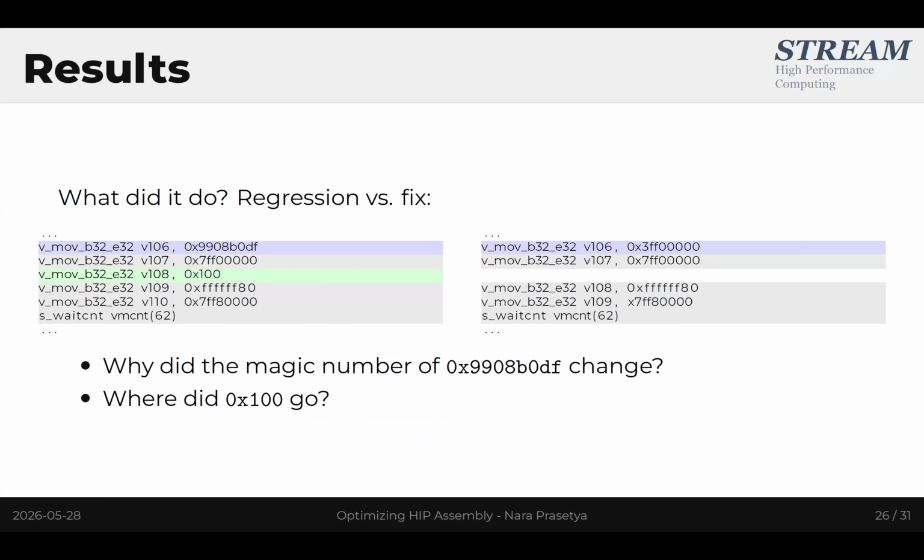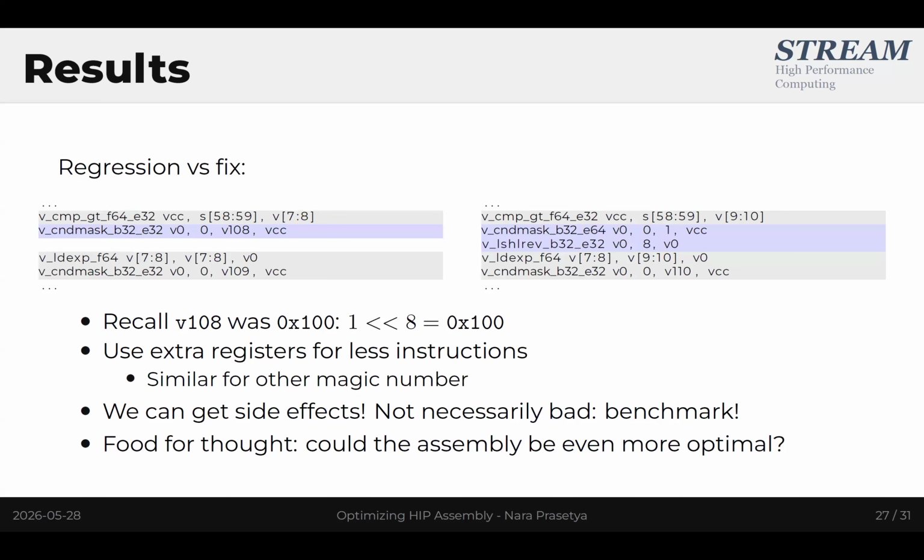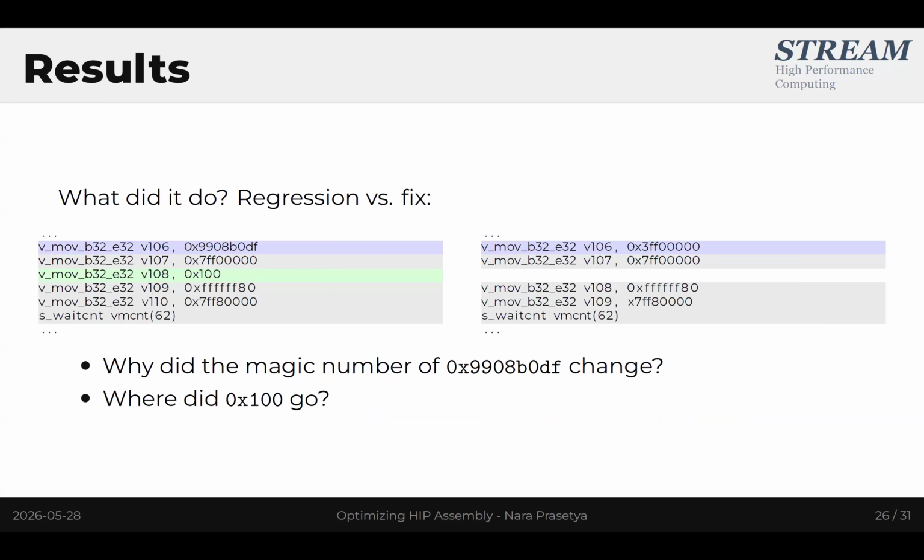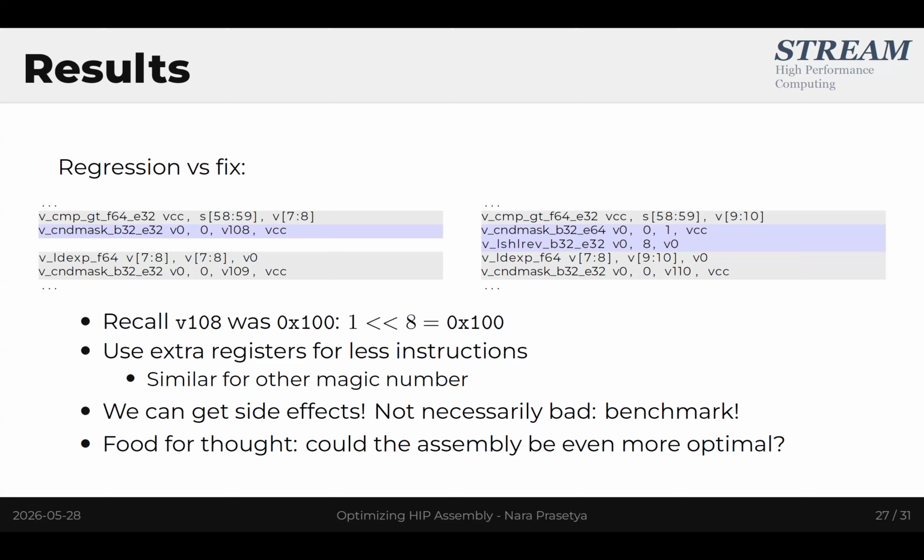So there's 0x100. This basically got moved somewhere else when we inspected it, and this caused some different code here. On the left side, it was using this 0x100 value directly, and now it got replaced by some extra instructions. So the compiler already does some optimization here, where it balances registers and instruction count.